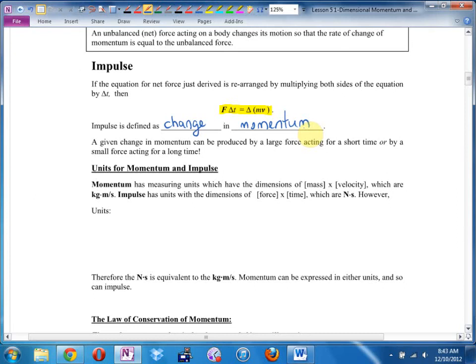You can change the momentum in several ways. First of all, you can have a large force acting for a short time, or a small force acting for a long time. The biggest changes are a large force acting for a long time.